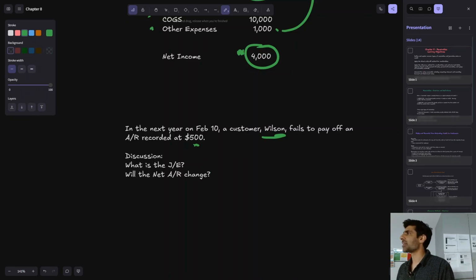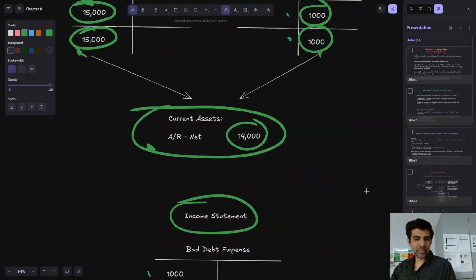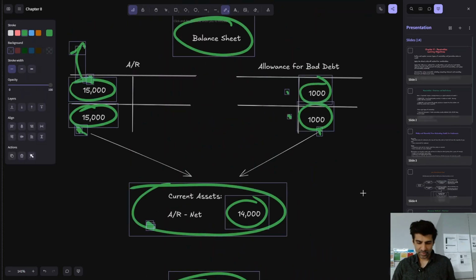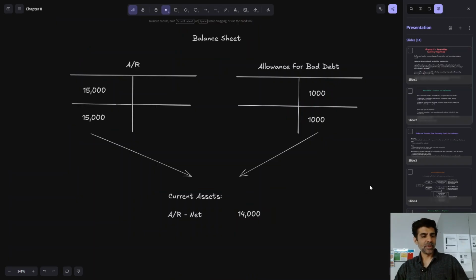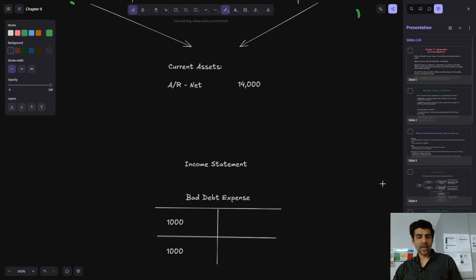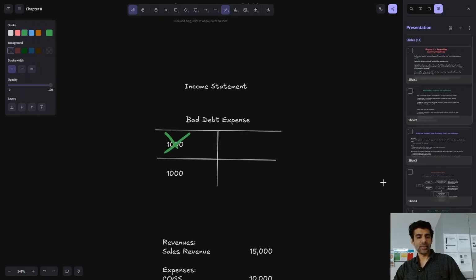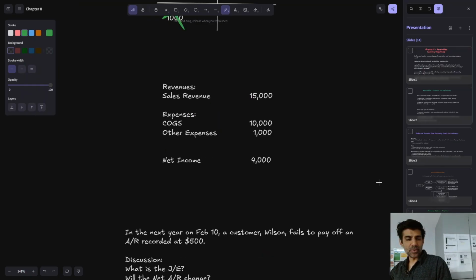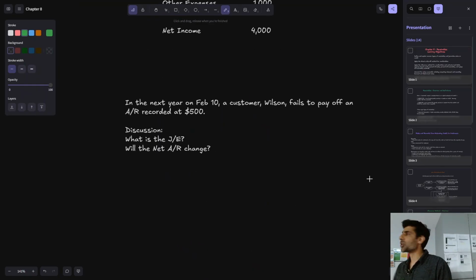Assume this is the first transaction of the year. There have been no credit sales. Our balances are still this. It's not realistic, but just assume that this is our balance for accounts receivable. This is our allowance for bad debt. And of course, since it's the new year, this goes to zero. This is a temporary account. So think about what the journal entry should be. And again, we're using the allowance method now.